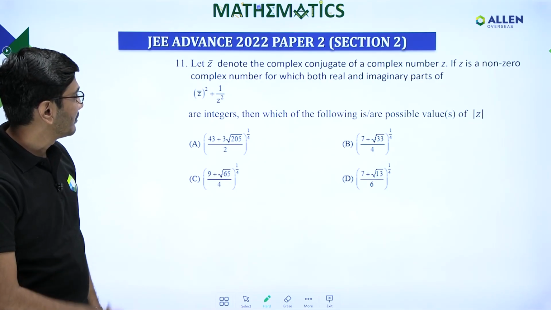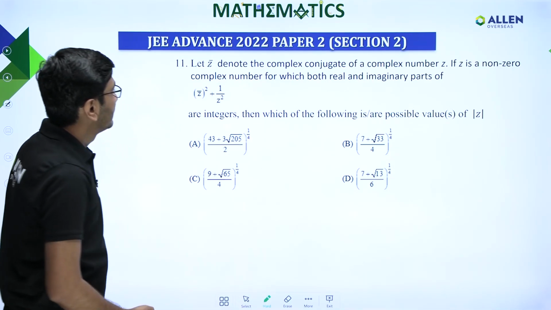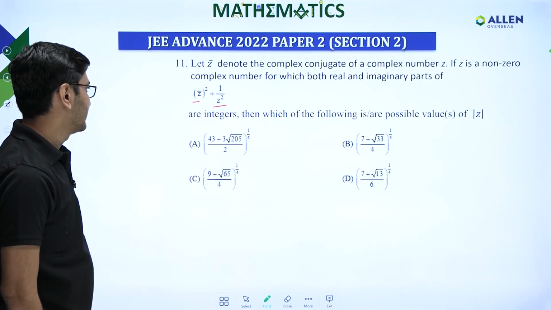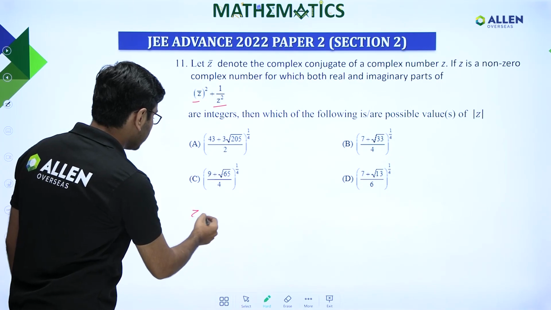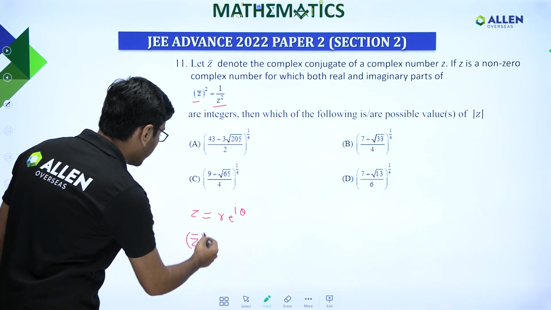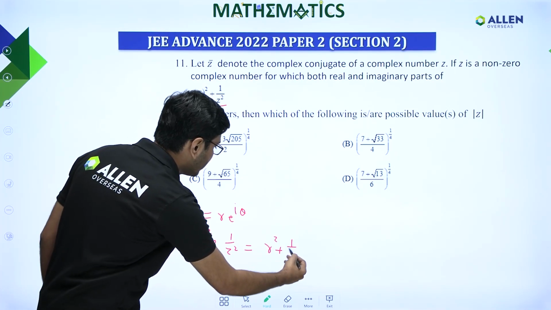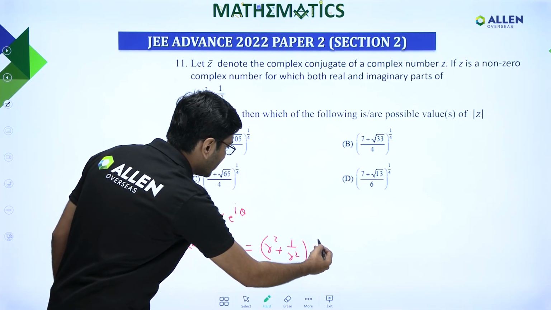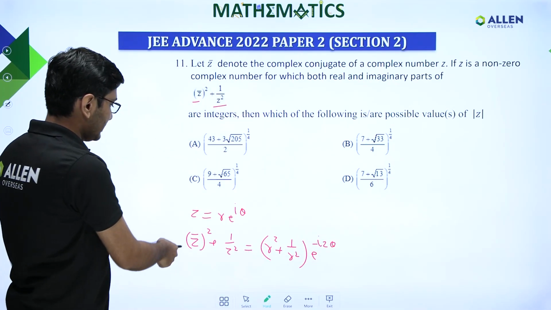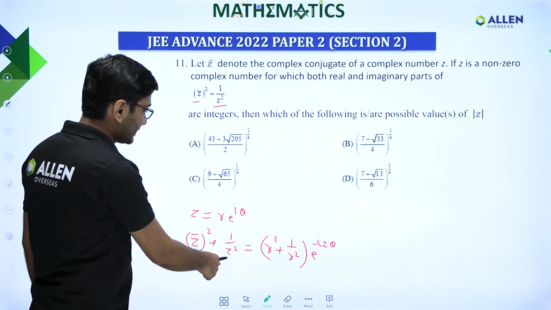Let z conjugate denote the complex conjugate of a complex number z. If z is a non-zero complex number for which both real and imaginary parts of z conjugate square plus 1 by z square are integers. Let z be r e raised to i theta, then z conjugate square plus 1 by z square can be written as r square plus 1 by r square e raised to i 2 theta minus i 2 theta, in fact, because z conjugate will be e raised to minus i theta and its square will be e raised to minus i 2 theta, and in the 1 by z square also you will get e raised to minus i 2 theta.